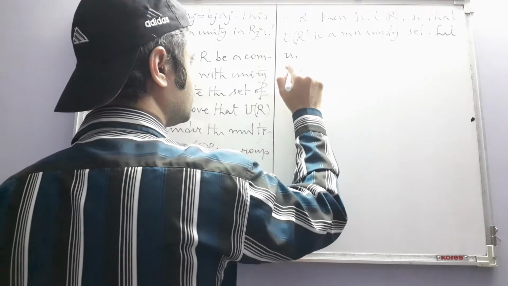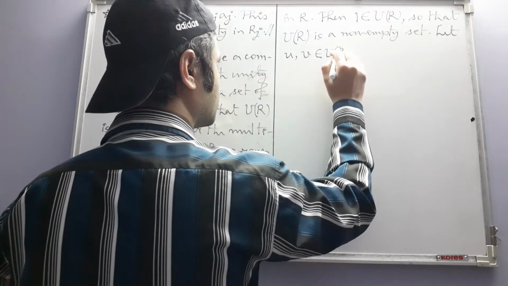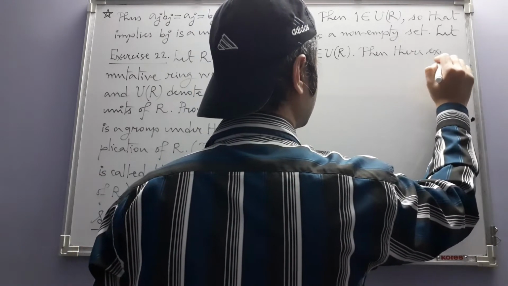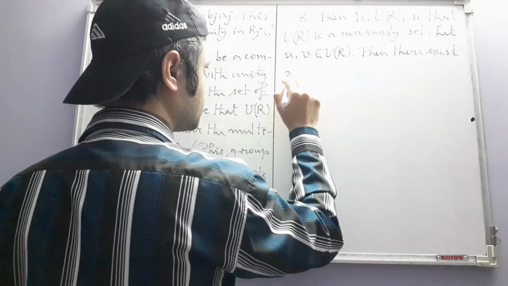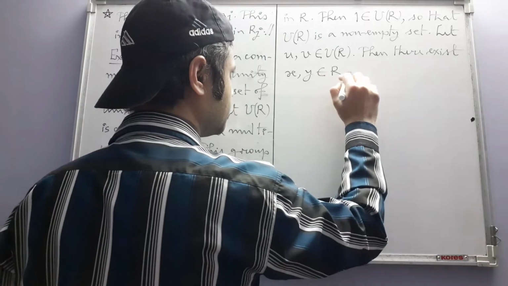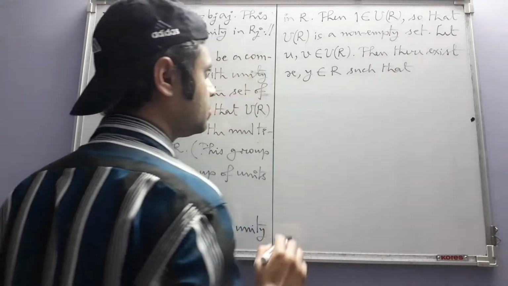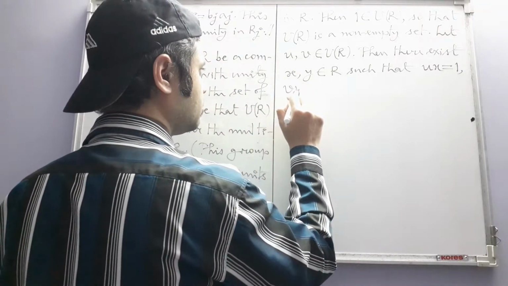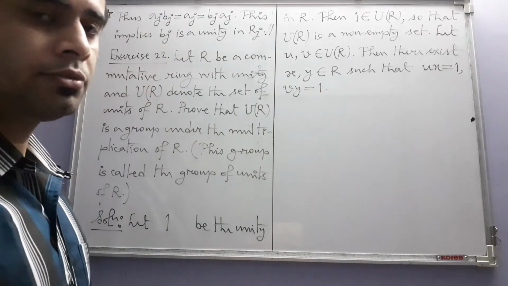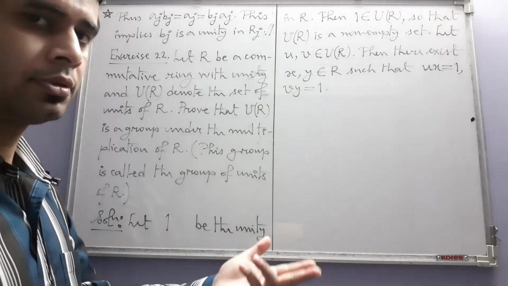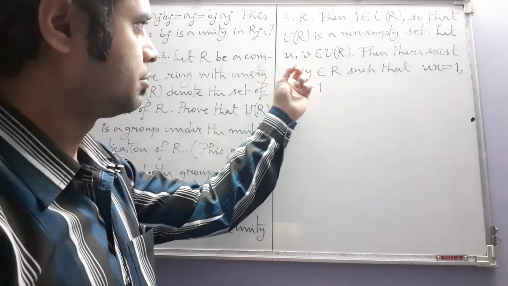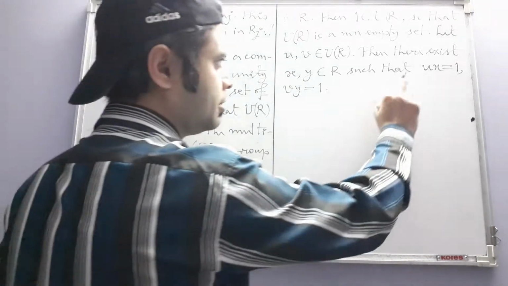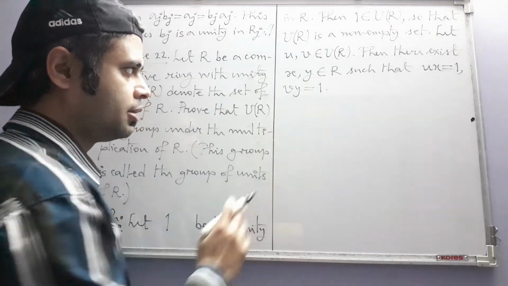Let u and v belong to U of R. Then there exist elements x and y belonging to R such that ux is equal to 1 and vy is also equal to 1. Actually we should have written ux equal to 1 equal to xu. That is also part of the fact that u and v belong to UR, but we are not writing that because it's given that R is a commutative ring. So if ux is 1, then xu is also 1, and that's why we are also not writing yv equal to 1.